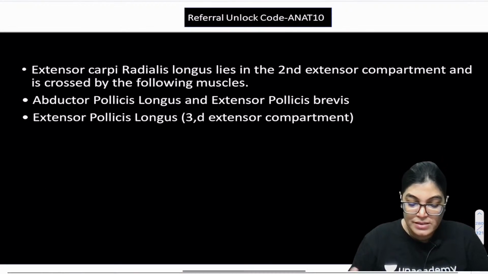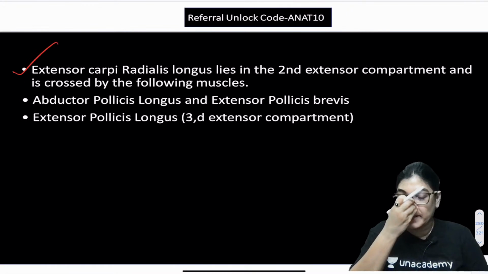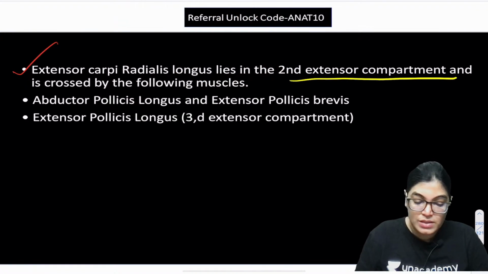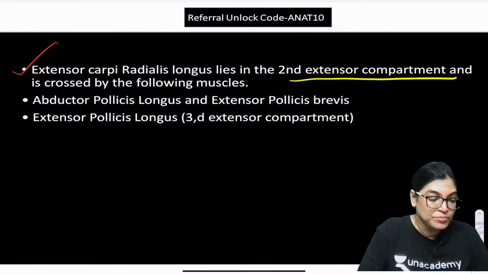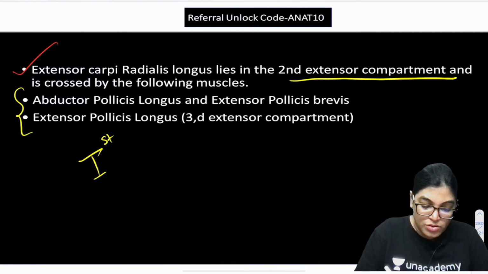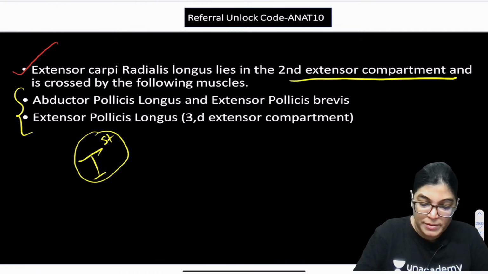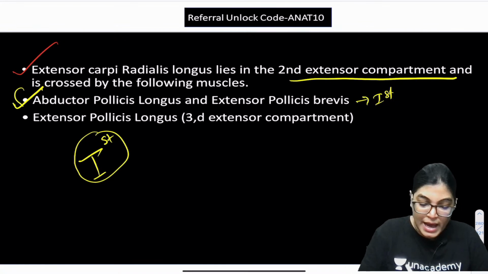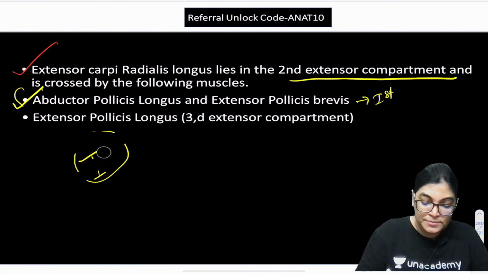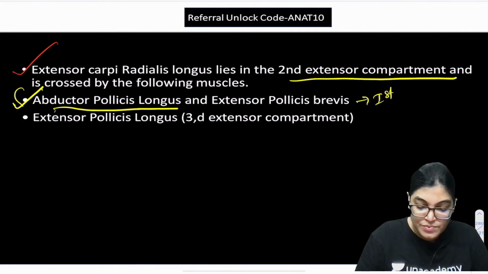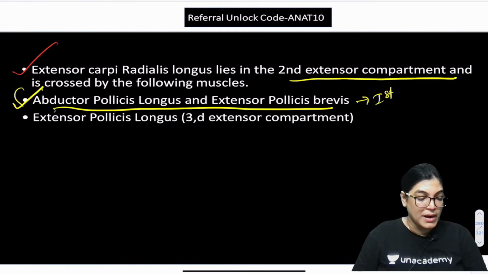See here, extensor carpi radialis longus is lying where? As I told you, it is the muscle of the second extensor compartment and it is crossed by the muscles of the first extensor compartment. See here, it will be crossed by abductor pollicis longus. This is the muscle of the first extensor compartment, and extensor pollicis longus will be the muscle of the third. So the correct answer is the first group of muscles, the first extensor compartment, crossing it.